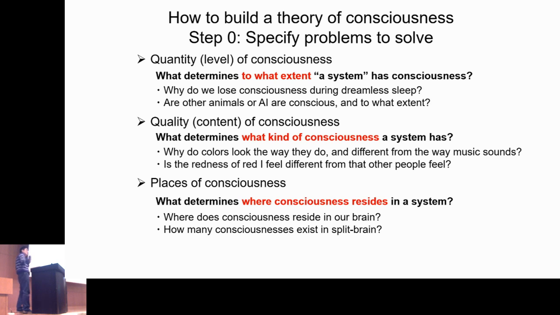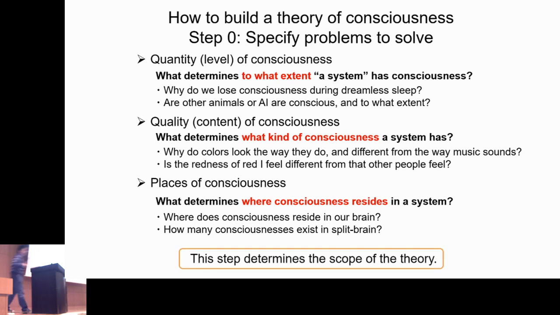In other words, IIT doesn't try to solve other things than these things. Okay? So this step determines the scope of the theory. If you are interested in other problems in consciousness, IIT is not the one that tries to solve them. So you need a different theory for this. By specifying the problems, we can discuss the differences between different theories. Sometimes I cannot understand what the theory tries to solve, or the exact scope of the theory. So I think that we should clearly describe the problems.